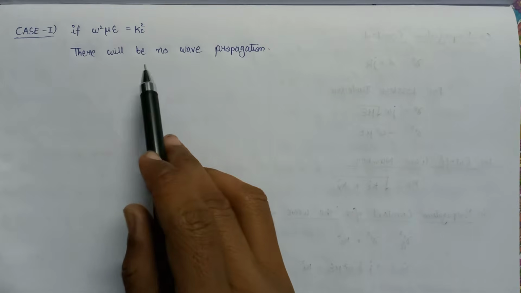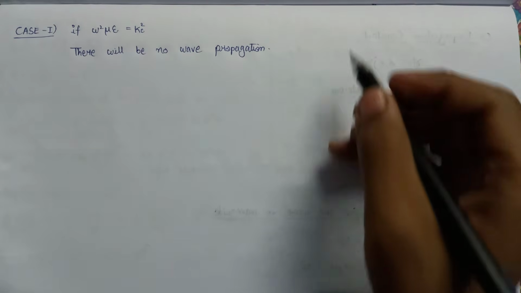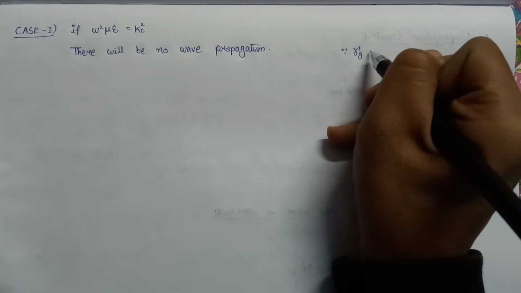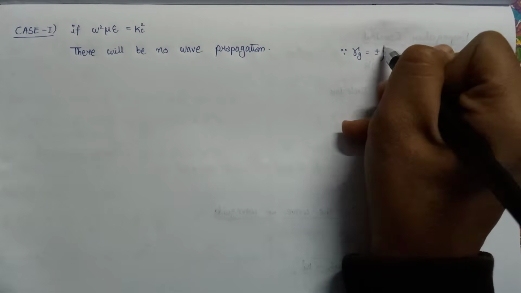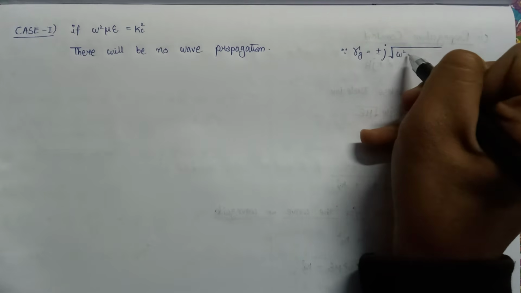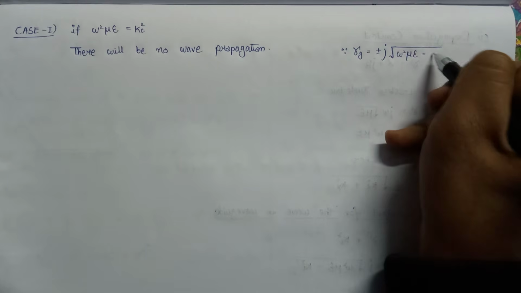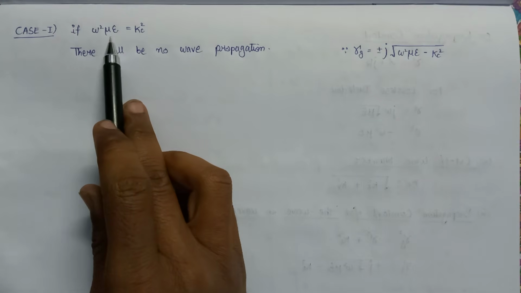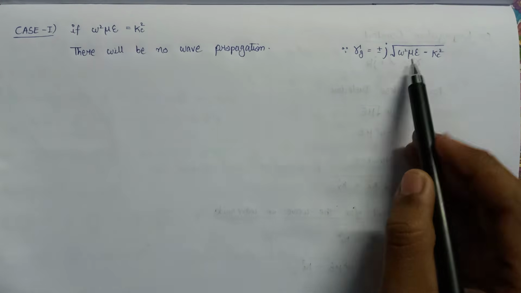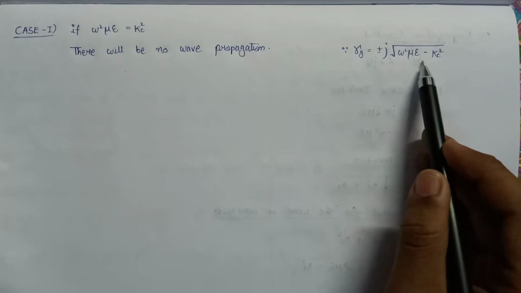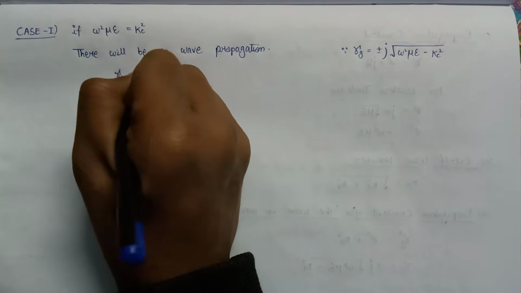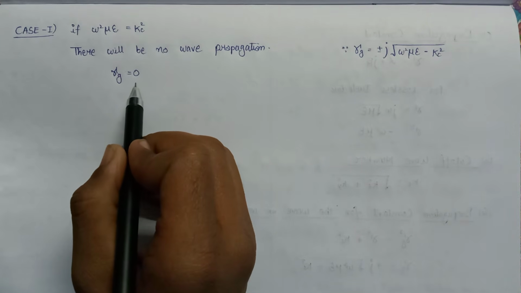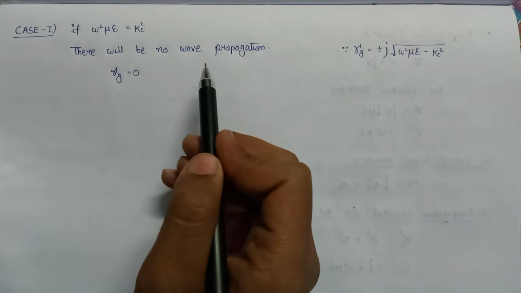But why have we written that there is no wave propagation? The reason is, since we discussed the propagation constant for the guided wave, represented as gamma g, that is equal to plus minus of j under the root omega square mu epsilon minus kc square. According to this, if the value of omega square mu epsilon is equal to kc square, then on substituting it in this expression, the value of gamma g will be equal to 0 only. And since the value of the propagation constant is 0, that's why we say that there will be no wave propagation.